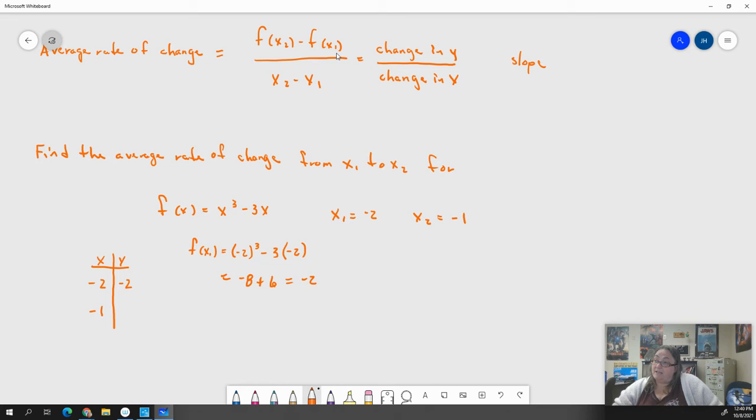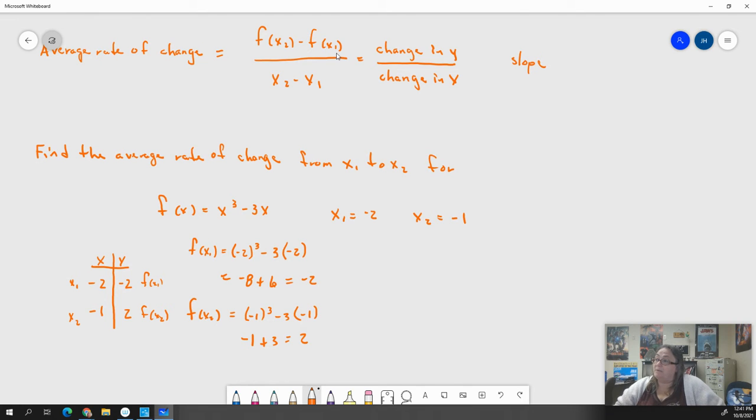To find my other one, f of x2, all I'm going to do is plug in negative 1 everywhere there's an x. So here I have negative 1 cubed minus 3 times negative 1. Negative 1 times negative 1 is 1, times another negative 1 is negative 1. Negative 3 times negative 1 is plus 3. And this equals positive 2. So these are my x's: this is my x1, this is my x2, this is my f of x1, and this is my f of x2.